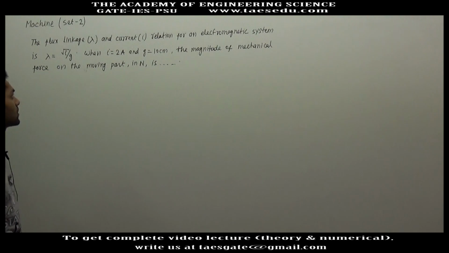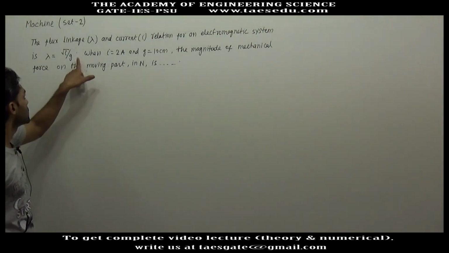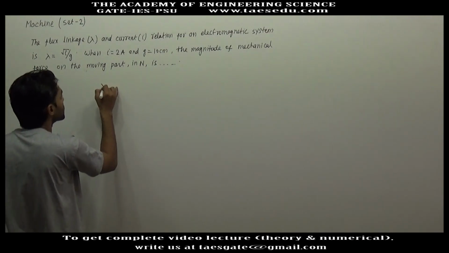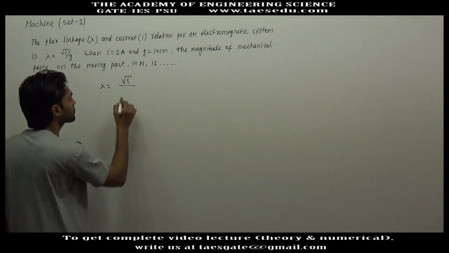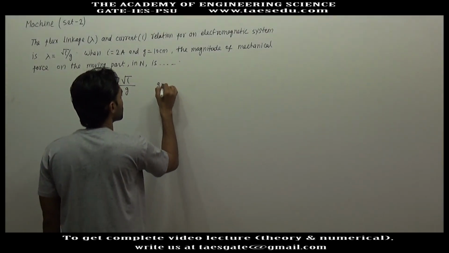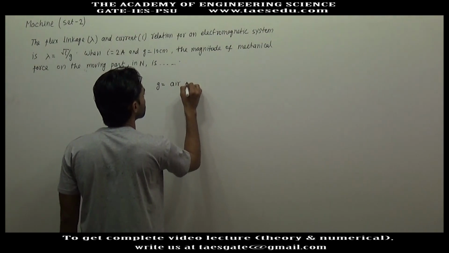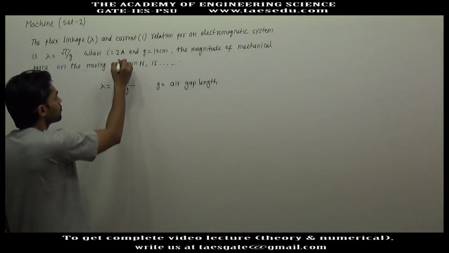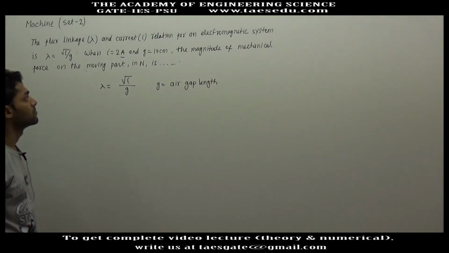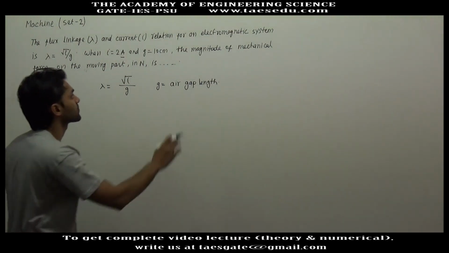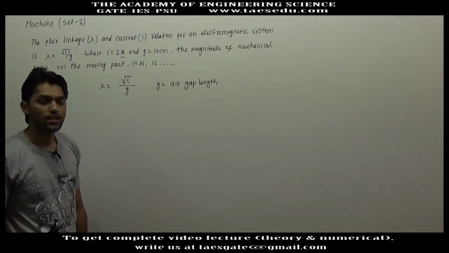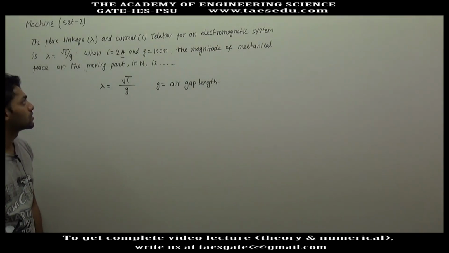The flux linkage lambda and current I relation for an electromagnetic system is lambda is equal to root under I divided by G, where G is air gap length. When I is equal to 2 ampere and G is equal to 10 centimeter, the magnitude of mechanical force on the moving part in Newton is, we have to find out the magnitude of mechanical force on the moving part.